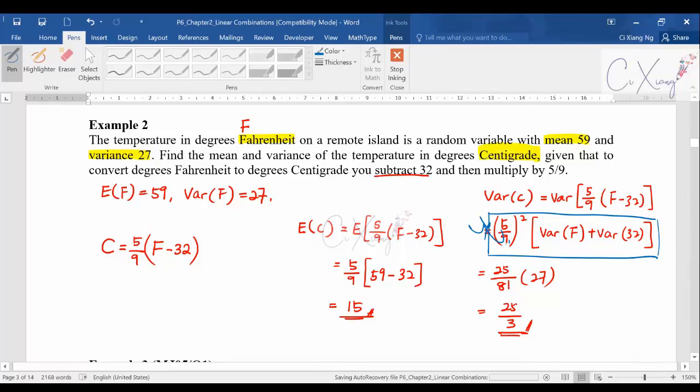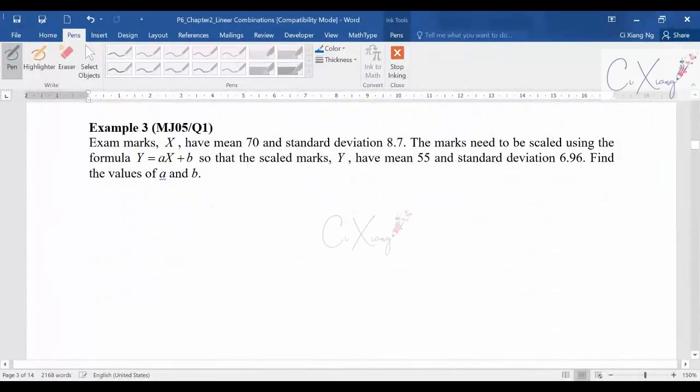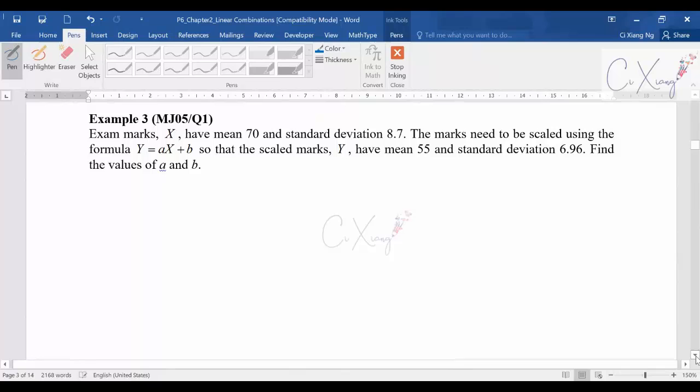Okay, so the file is auto-saving and it is loading now. Okay, next we go to example 3. For example 3, this is a partial question. And then let's have a look here. They tell you the exact mark have mean 70 and also the standard deviation 8.7.